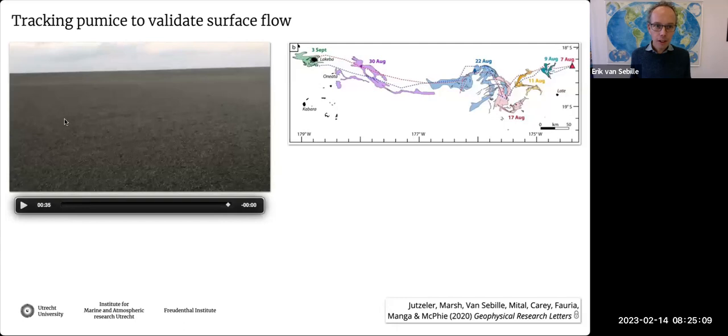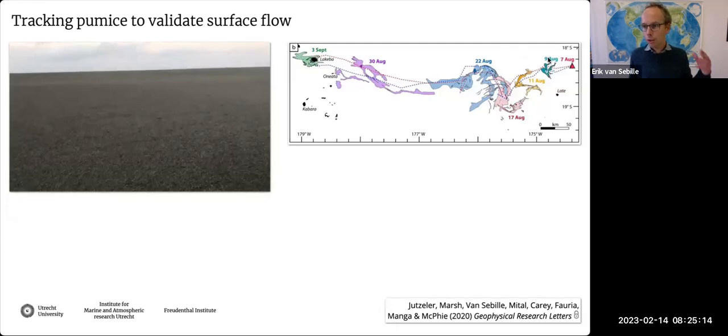Anyway, because the pumice is so large, you can actually spot it from satellites, just visually in a visual channel. You can see this in remote sensing, and you can then track how the entire pumice field moves over time through the tropical Pacific Ocean, in this case the southern tropical Pacific Ocean.